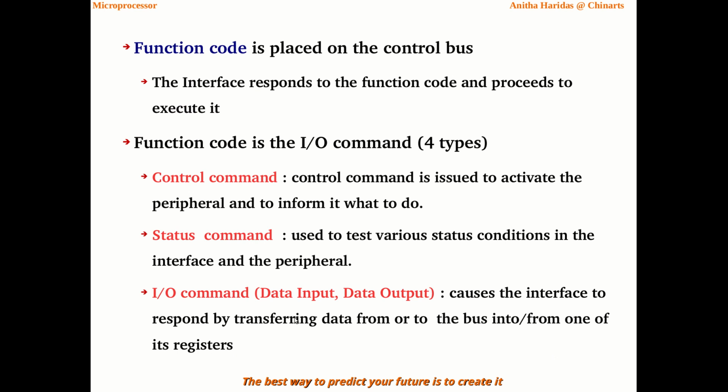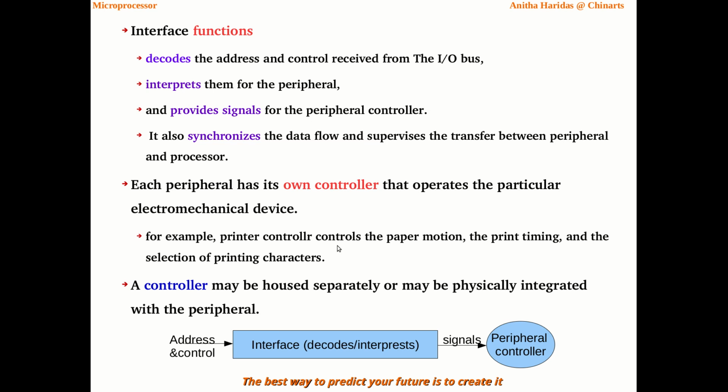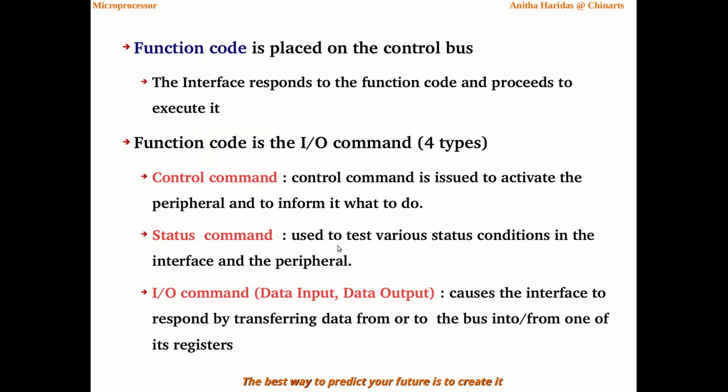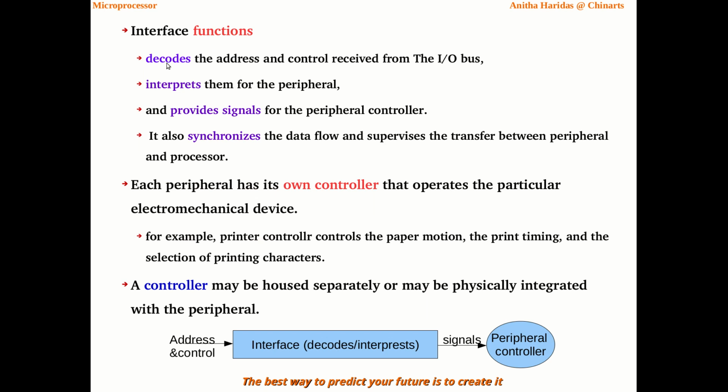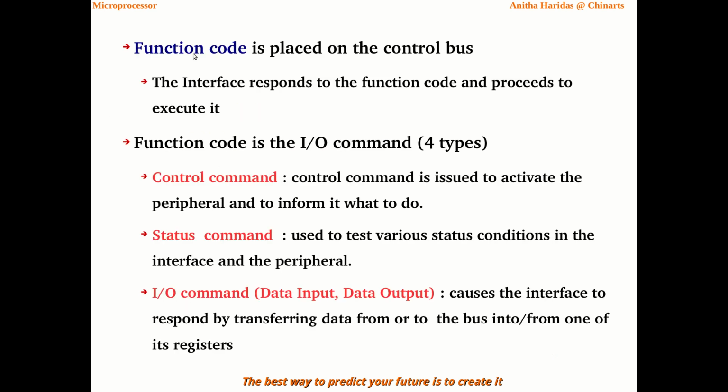Now, whenever we have these kinds of decoding and interpreting of signals, it will be given to the controller as an instruction code, or as a word in word format, and it will be placed in the control bus. Whenever I say function code, the interface will be decoding the address and the control. The control will be the particular instruction. What kind of instruction? Say you want to read your data, or you want to write your data. That is what you mean by the control, or you call it the function code.